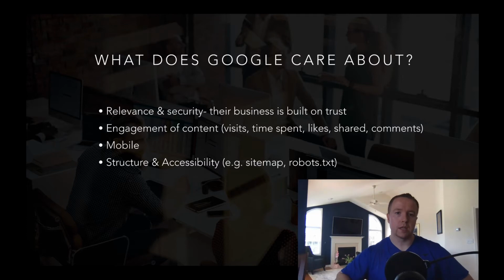So those are the things that ultimately Google really cares about. It's down to the relevance and security of your website. It's down to the engagement of the content within the website, the fact that they want to know that when they send somebody to your website, they're more likely to be entertained, to get valuable content out of it, and to get answers to the questions that they have entered into Google. Then we've also got the mobile factor as well, and then structure and accessibility.